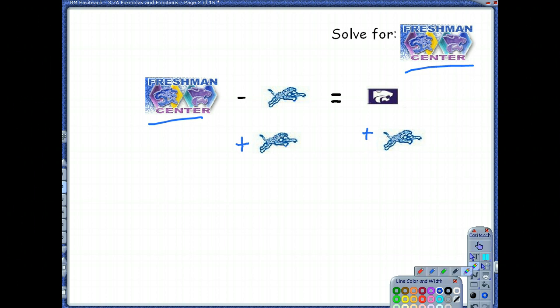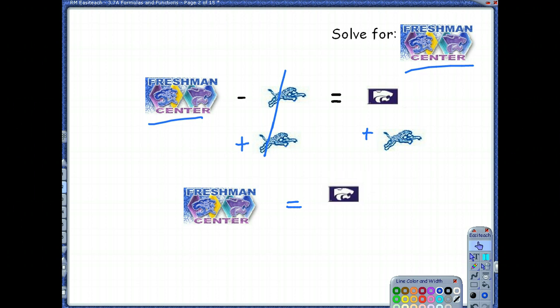Now notice that a negative and a positive Jaguar are going to cancel each other out. What you're left with is just the freshman center, but your freshman center is going to equal your Wildcats that you had plus the Jaguars that we've now added to that side. Now, they're not like terms. We all know Wildcats and Jaguars are not the same thing. But together, that sum should equal all of the freshman center.